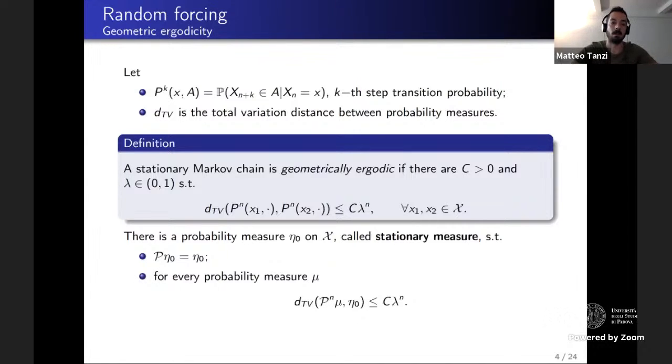If I start the system at a probability measure mu, any probability measure, and I apply the generator of the Markov chain to this probability measure n times, I'm getting closer and closer to the stationary measure at an exponential speed with respect to the total variation distance. So the picture for a randomly forced system which gives rise to a geometrically ergodic Markov chain is, from the statistical perspective, which is the perspective I'm interested in this work and in this talk, well understood. There is exponential decay of correlations, the distances between the evolution of measures and the stationary measure decay exponentially fast, and so on.